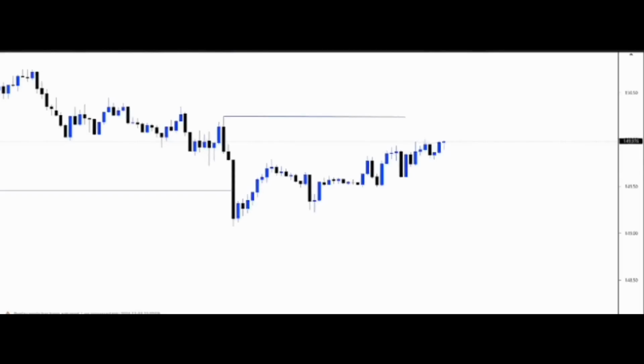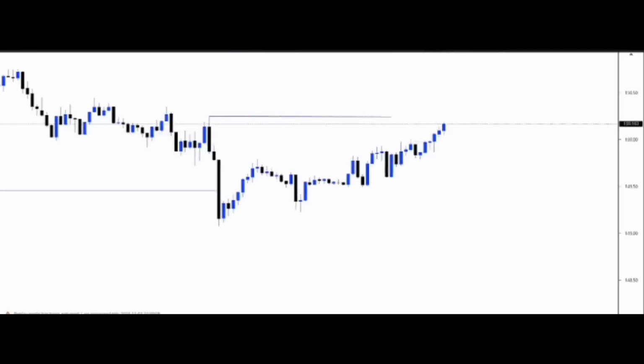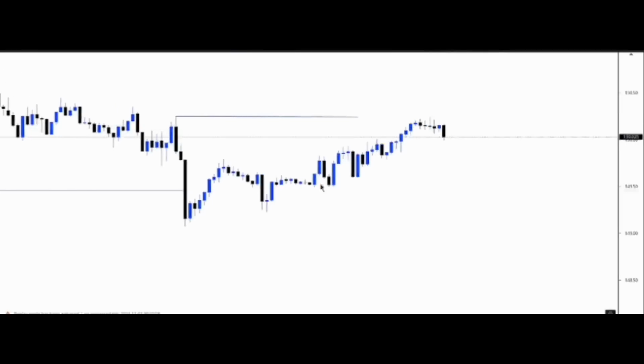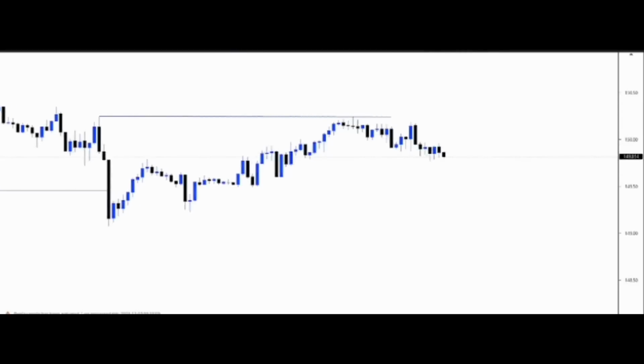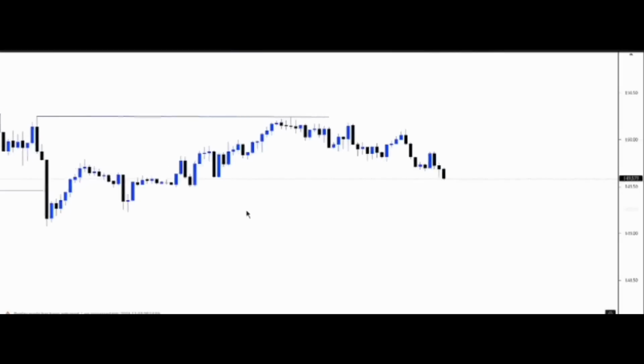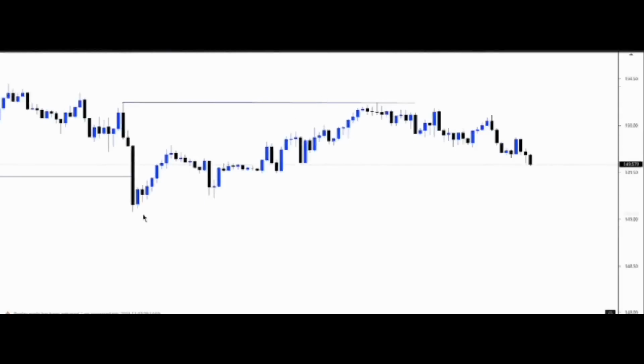Now let me make it faster. Okay, as you can see, it has not taken it out. We need a candle closure, and as you can see, that has not happened just yet. So we continue. So it's either it takes out this high or comes to take out this low. If it takes out this low, then we need to go back to the daily time frame and re-strategize. Okay, so let's continue.